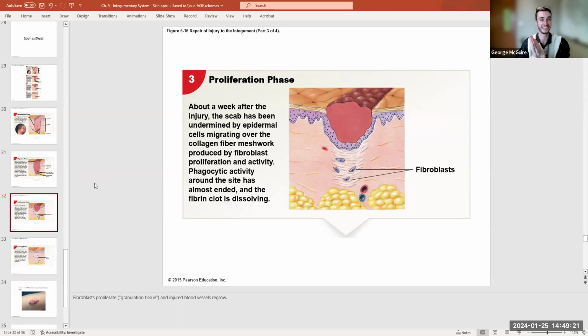So again, any questions, any other information you need to see from this? Anything you guys have heard of or seen that you wanted to ask questions about or discuss related to the skin?